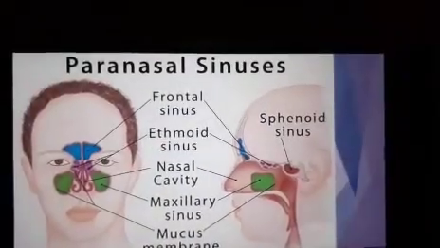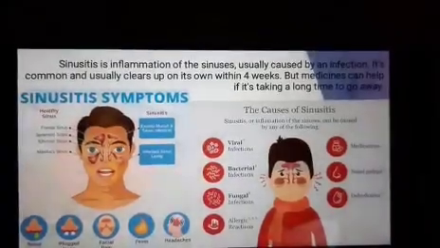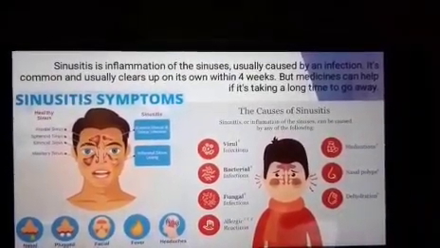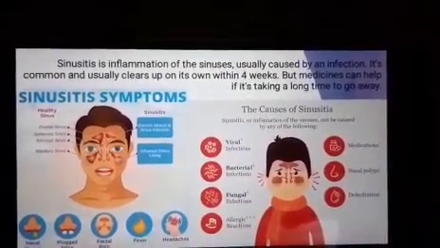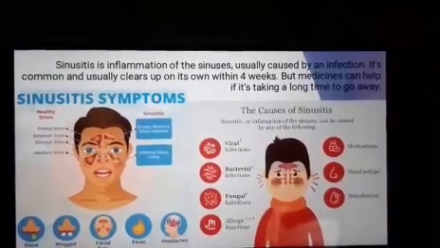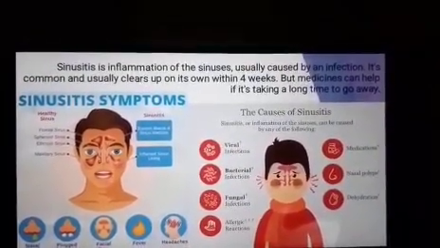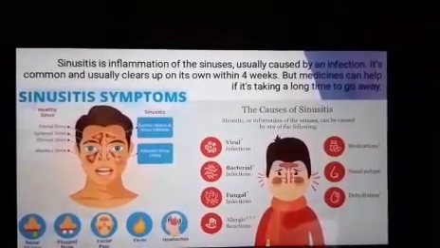Now, we have here a clinical correlation, which is known as sinusitis. It is the inflammation of the sinuses, usually caused by an infection. It is common and it usually clears up on its own within 4 weeks, but if it is taking a long time, you could take the help of medicine.